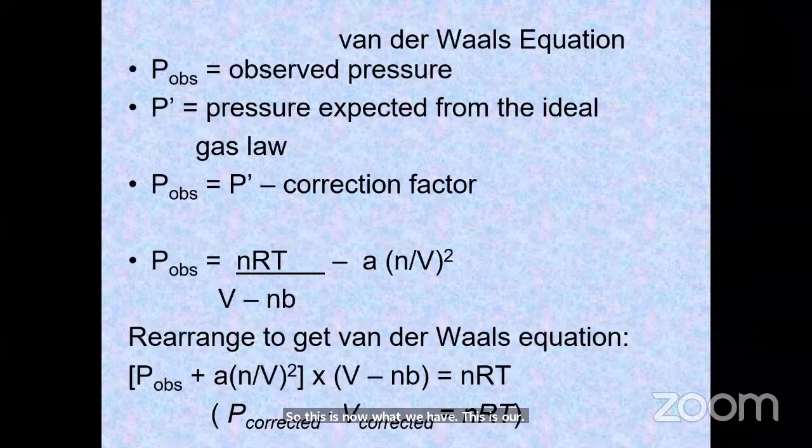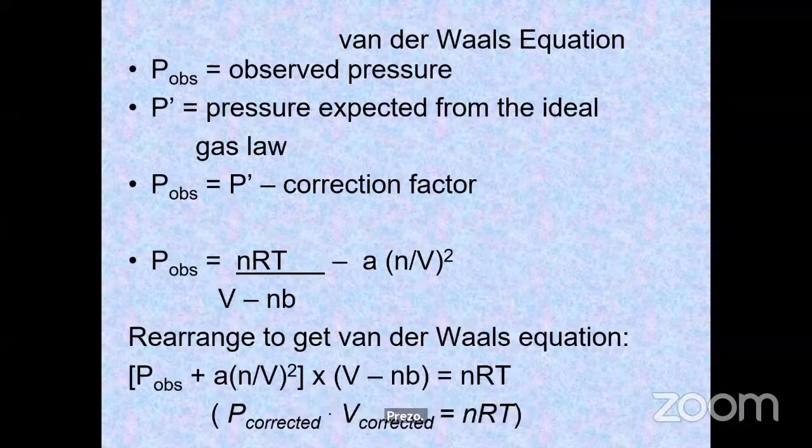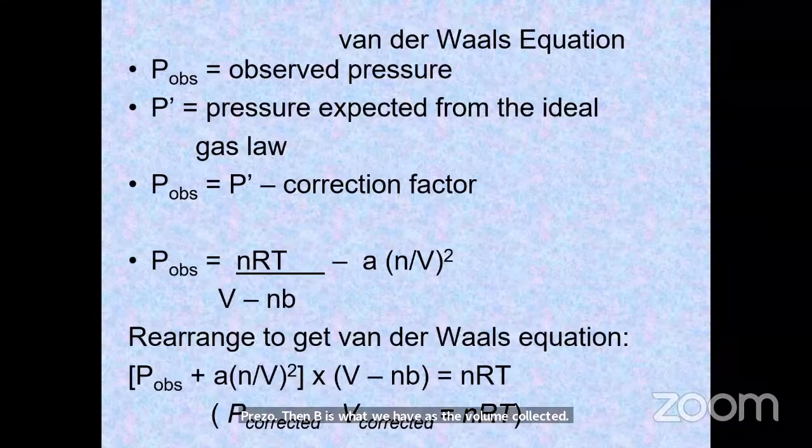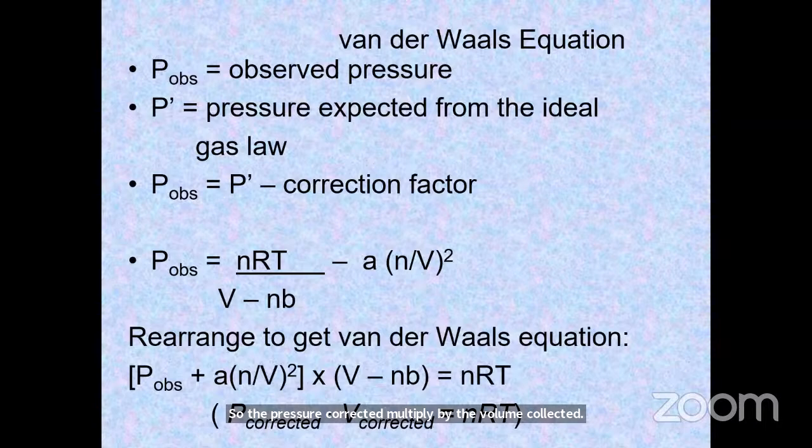So P observed plus a n squared over V squared is what we call the P corrected. That is the correction for the pressure. Then V minus nb is what we have as the volume corrected. So the pressure corrected multiplied by the volume corrected equals nRT. I hope we are following.